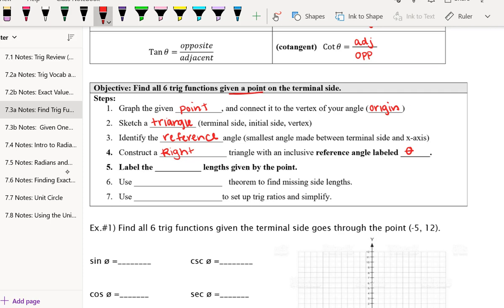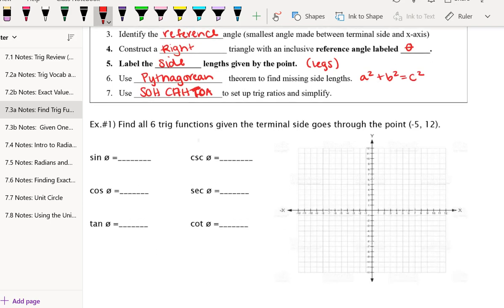And we're going to label the side lengths given by the point, but they are legs given by the point. So these are going to be the legs of the right triangle. And then we're going to use the Pythagorean theorem to help me find the missing side. Remember, that's a squared plus b squared equals c squared. And then we're going to use SOHCAHTOA to help us set up the ratios. Okay, so we got a lot going on. And if I could spell TOA, that'd be great. TOA.